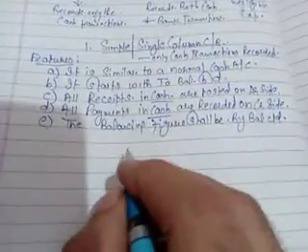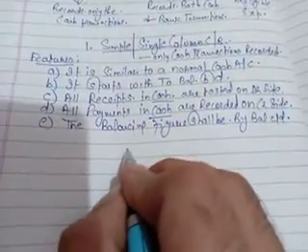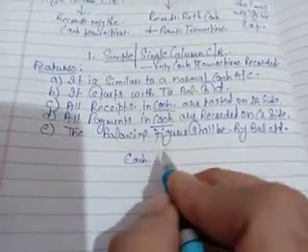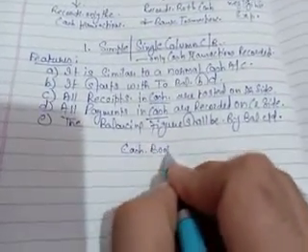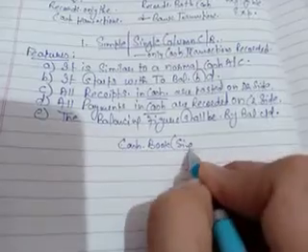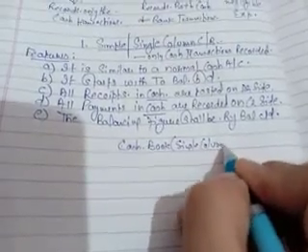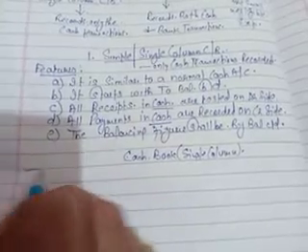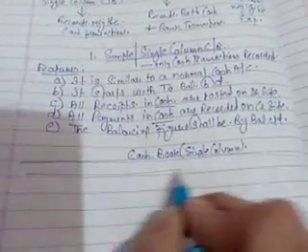Now the format of a simple cash book, as I've already told you, is similar to a normal cash account. So cash book, single column. Single column here refers to the amount column only. This is the format of a cash book.